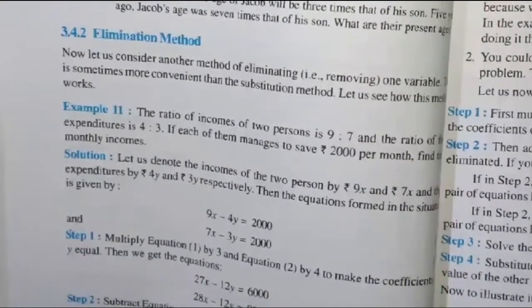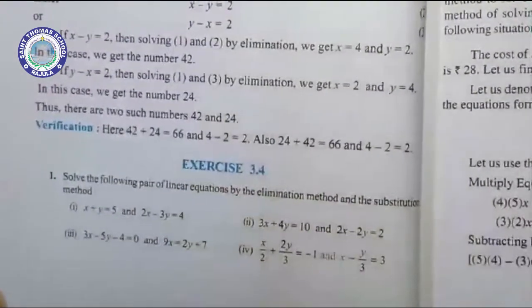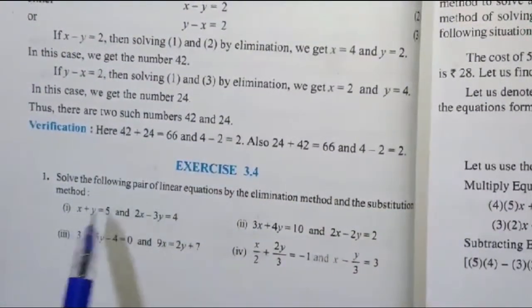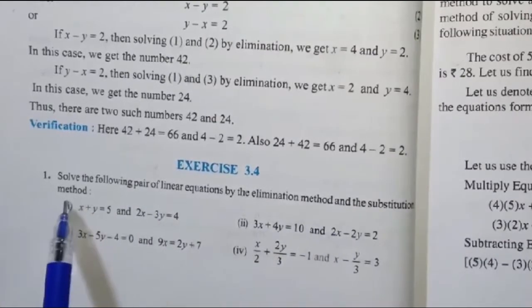Elimination method. First we understand what eliminating is. In this method, eliminating means removing one variable. This method is sometimes more convenient than the substitution method. So students, let us see how this method works. So now we are starting exercise 3.4. Exercise number 3.4: solve the pair of linear equations by the elimination method and substitution method.